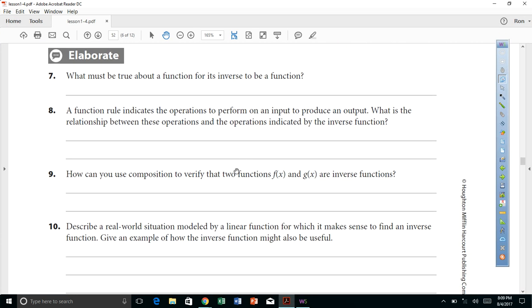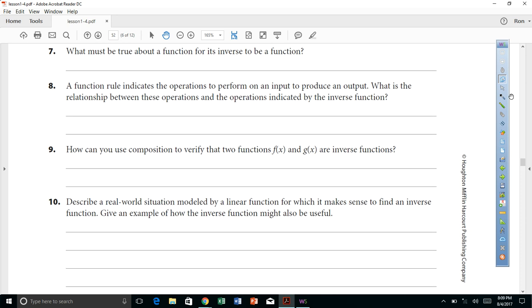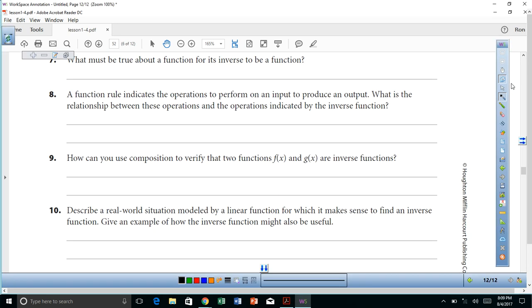Elaborate. What must be true about a function for its inverse to be a function? The function must be 1 to 1.